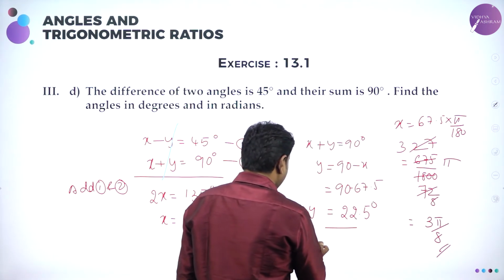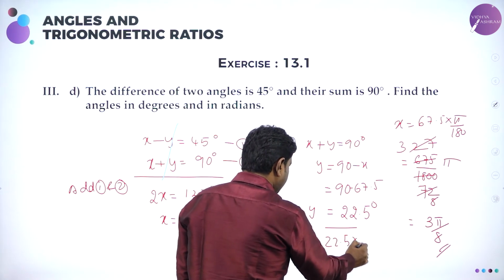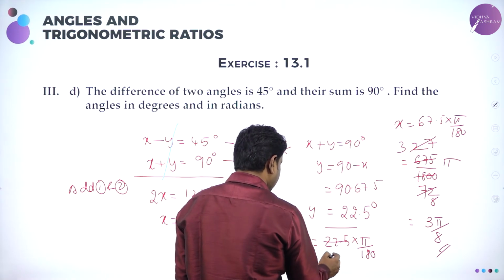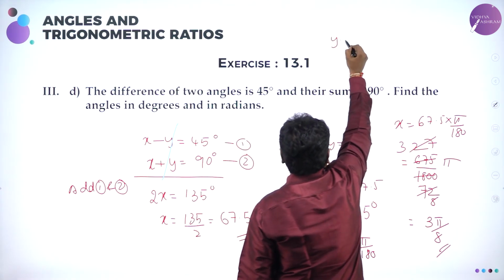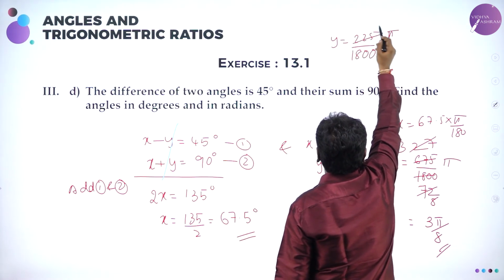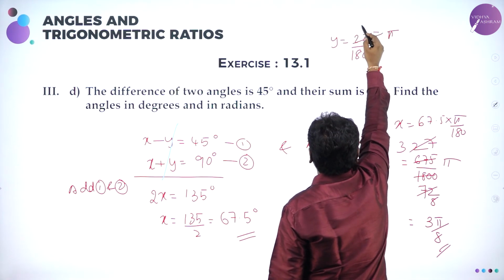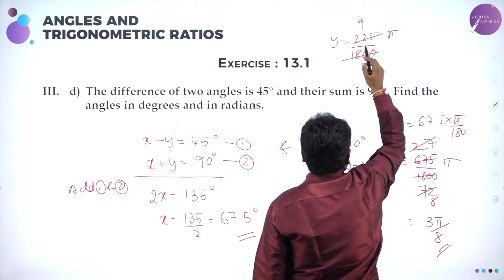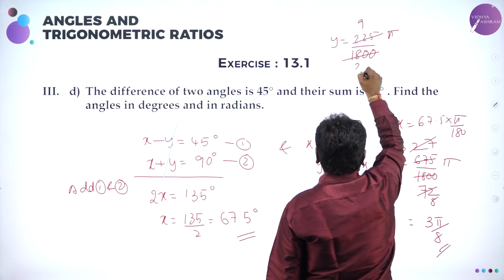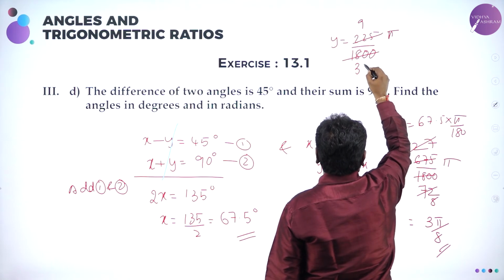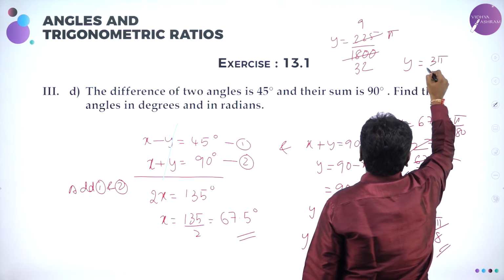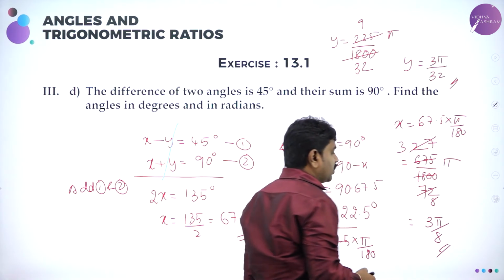The other angle, y, is equal to 22.5 times pi by 180. Simplify this: y is equal to 225 divided by 1800, times pi. Dividing by 25 gives 9 and 72, which again simplify, so y is 3 pi by 32. So I hope all of you got it.